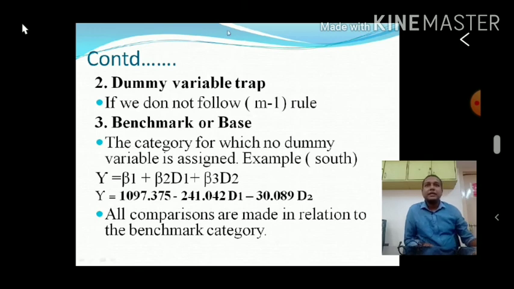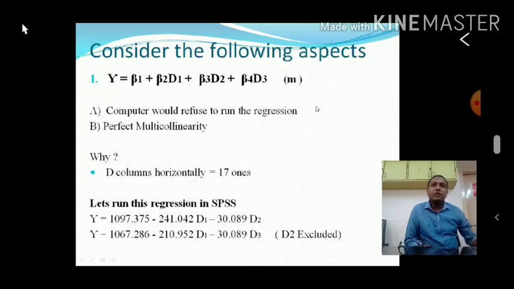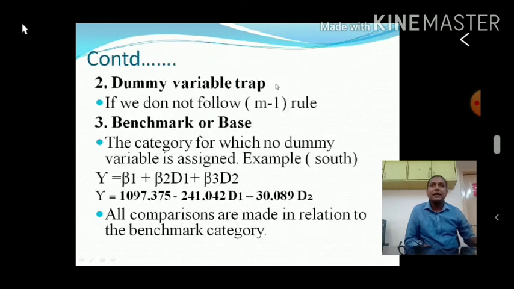Now, the second point we have to keep in mind is a concept called the dummy variable trap. When the dummy variable trap happens, when we do not follow the m minus 1 rule, so this is, you have not followed the m minus 1 rule. When we are not following the m minus 1 rule, we end up in a dummy variable trap.